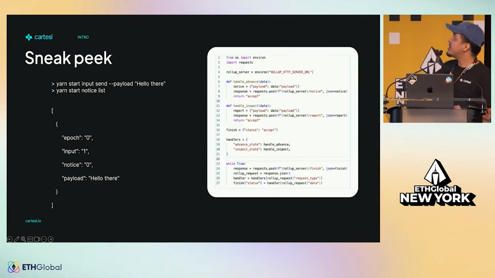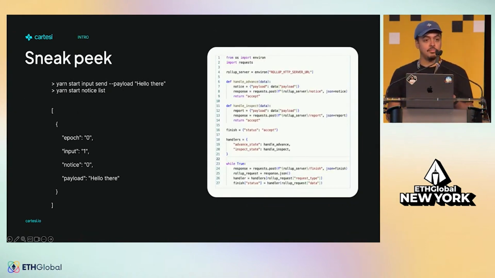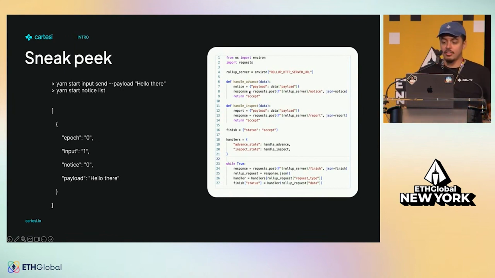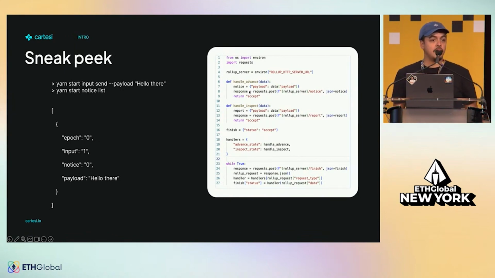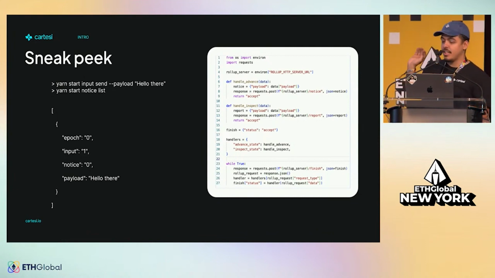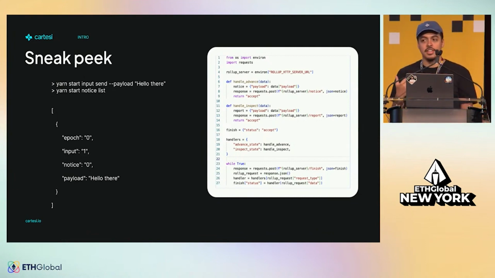So just as an introduction, this is a small example of a smart contract already using Python inside the Cartesi ecosystem. And it is here to just incentivize you to pay attention to certain aspects of it. By the end of the presentation, I'm going to go back to it, and I'm going to explain some of the lines that are more important over here.